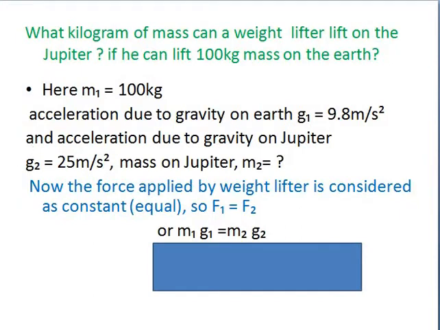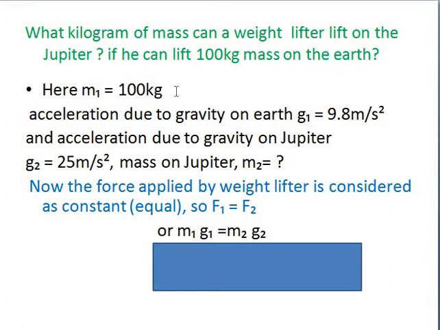Now another problem. What kilogram of mass can a weight lifter lift on Jupiter if he can lift 100 kg mass on the Earth? So we have two planets, one is Jupiter, another is Earth. The weight lifter can lift up 100 kg mass on Earth. So we start from the Earth. What is the weight of the mass on Earth?